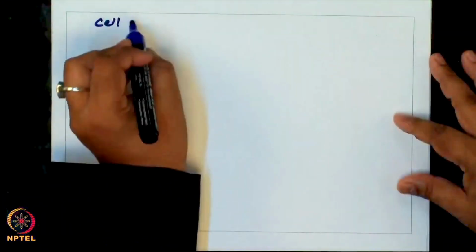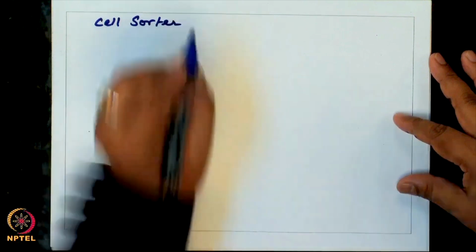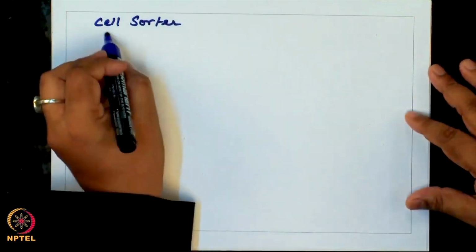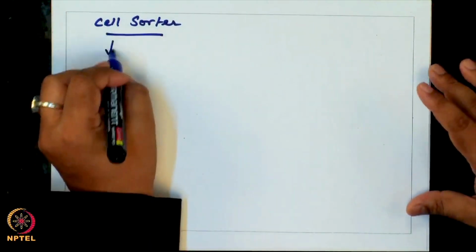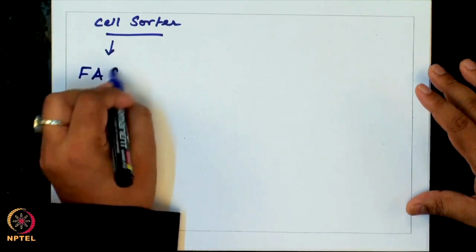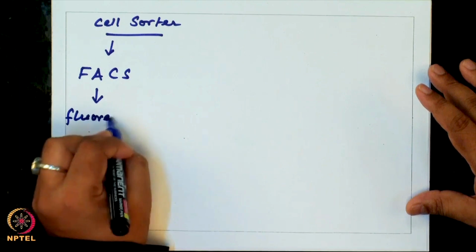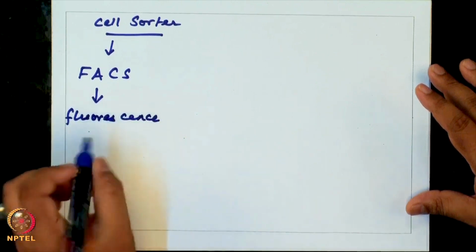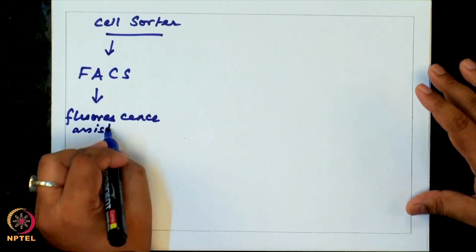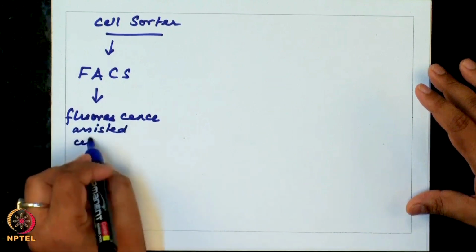If you think of another application, I will talk about a cell sorter. Why a cell sorter? So, what does a cell sorter do? You have heard of FACS, right? Fluorescence assisted cell sorting.